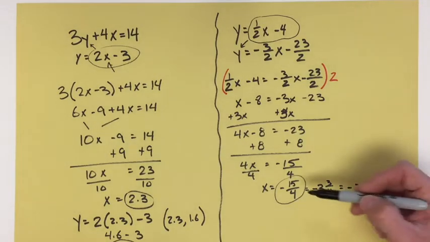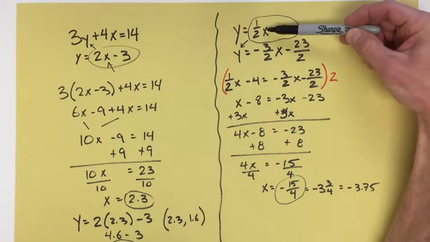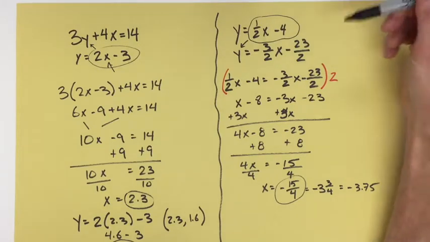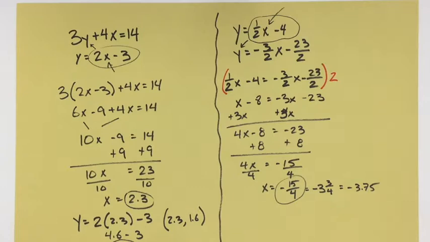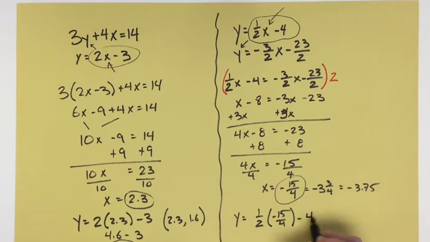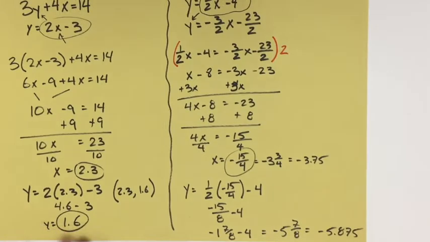And just like I did in the last question, that is going to go back up into my original in x, either here or here, whichever one's easier. And I'm going to choose the first one because I think it looks simpler. So y is 1/2 of negative 15/4 minus 4. Most of you are going to use a calculator here. You're going to get negative 15/8 minus 4. This is negative 1 7/8 minus 4, which is negative 5 7/8. Or as a decimal, negative 5.875. Hopefully you can see that on the video. I'll slide it a bit just to make sure.